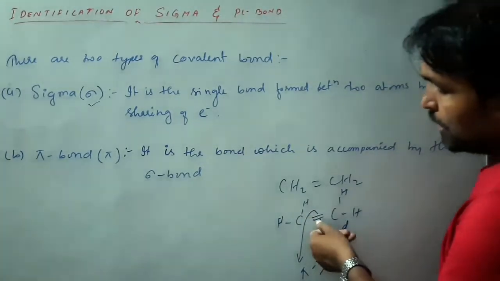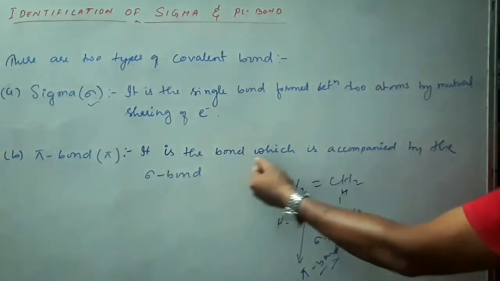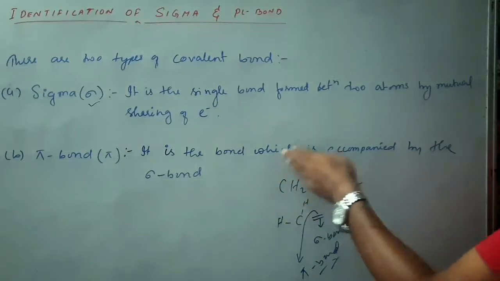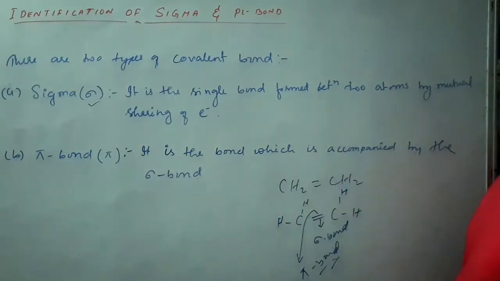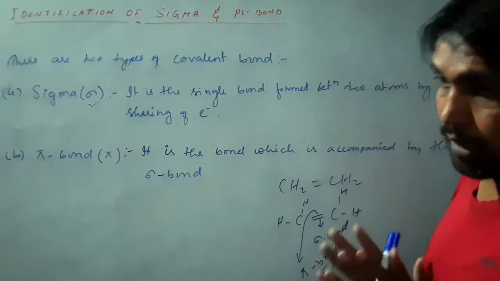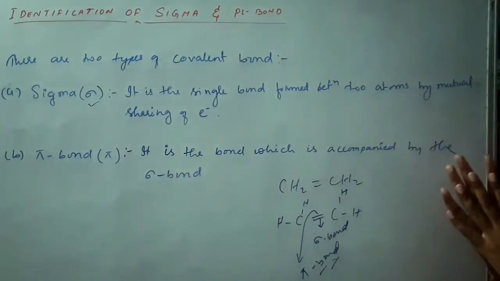This pi bond is accompanied by a sigma bond or not? That is why I have written here sigma bond. It is the bond which is accompanied by the sigma bond. Pi bond cannot occur alone. Individually it cannot occur.